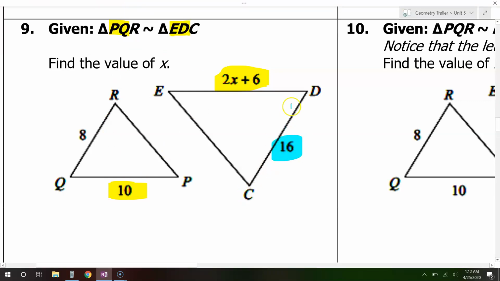Meanwhile, we have the 16. That's CD. So here's CD at the end. That corresponds with QR. Here's QR.